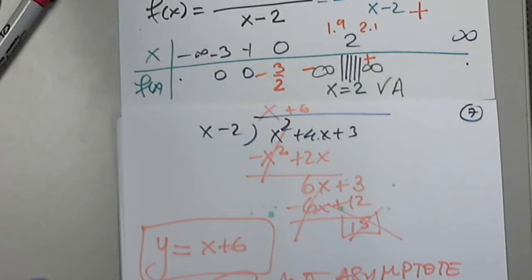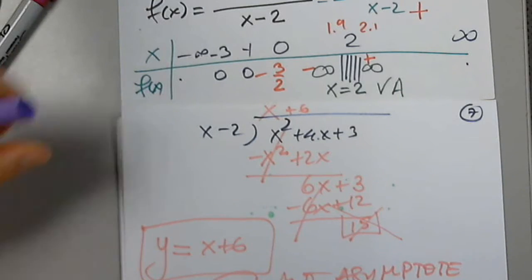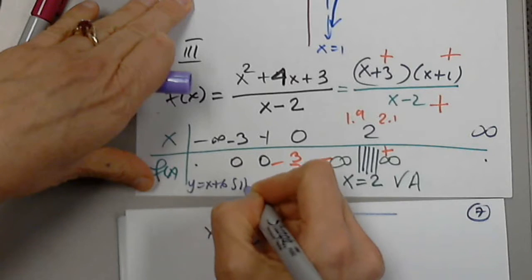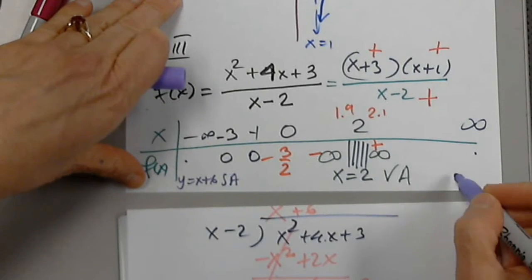The remainder does not do anything because the remainder will be over x minus 2, and at the infinities that will be 0. So this is the slant asymptote. I'm going to write it here. Y equals x plus 6, SA. On both sides, of course.